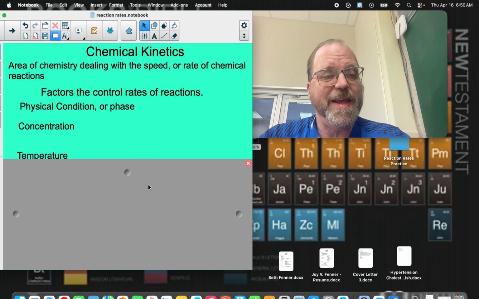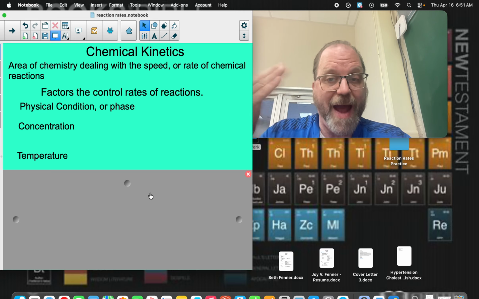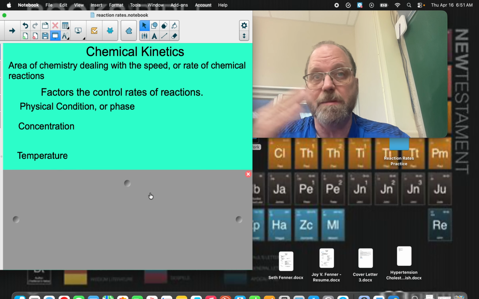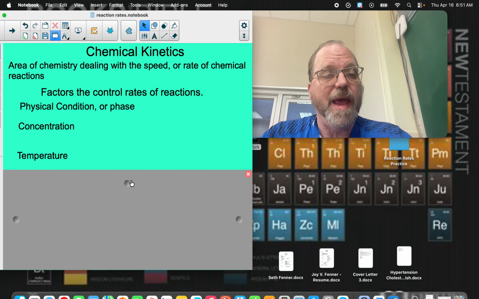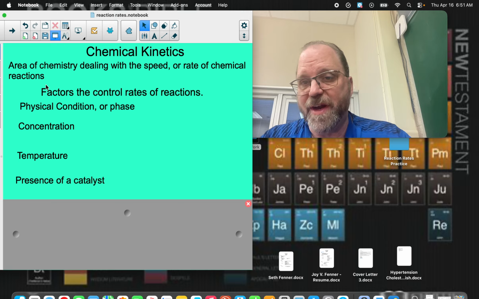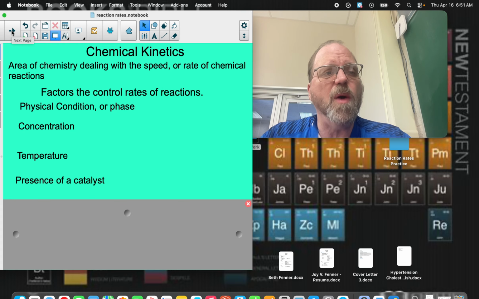The next one is temperature. So if it's warmer, usually the reactants for solids and liquids move faster, and the reaction takes place faster. For gases, it's the opposite. And then for presence of a catalyst, we defined a catalyst before: a substance that increases the rate of reaction without being consumed.